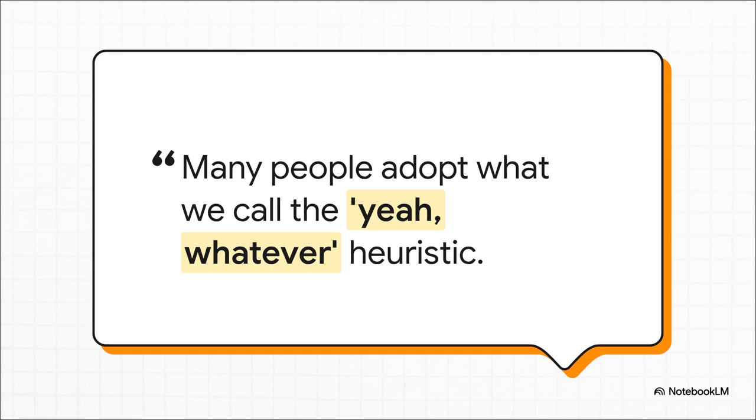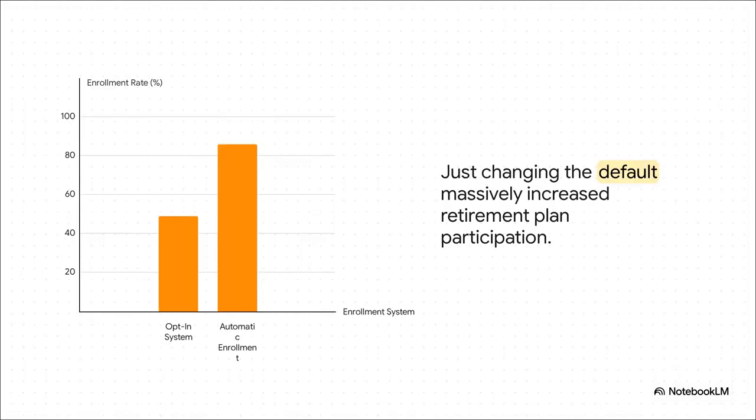This has massive, massive implications. Just look at company retirement plans. When employees had to actively sign up, that's an opt-in system, fewer than half of them bothered. But then the company just flipped the switch. They made enrollment the default, so you had to actively opt out if you didn't want it. The result? Participation shot up to 86%. Same plan, same people, just a different default.